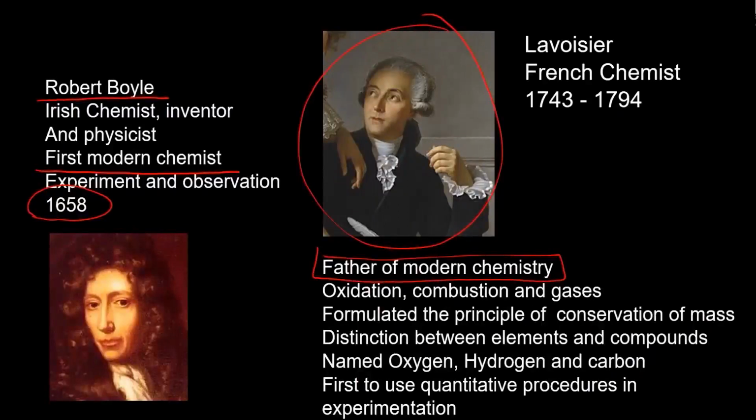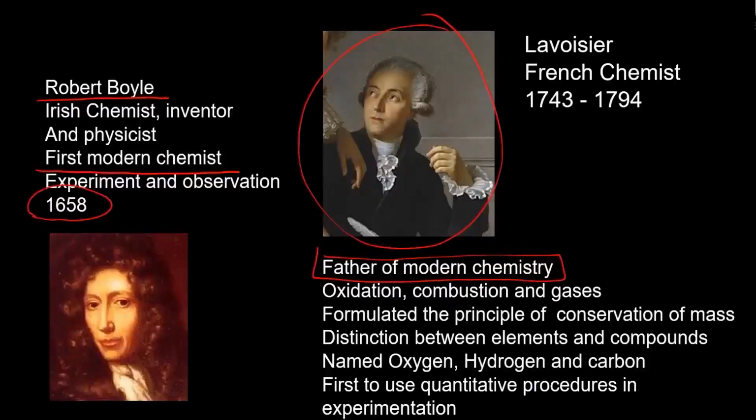What did he do? He was also very particular about experimentation, about recording data, about doing things very systematically and properly. And he came up with oxidation. Now, you'll come across that when you discuss redox reactions. So oxidation, combustion, he looked at that. He looked at gases. He started formulating the principle of conservation of mass, which we also do. So you need to know that conservation of mass. He distinguished between elements and compounds, also very interesting. He was quite important in the system of naming new elements.